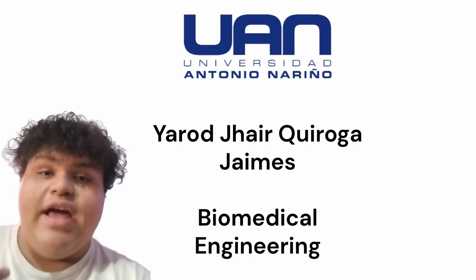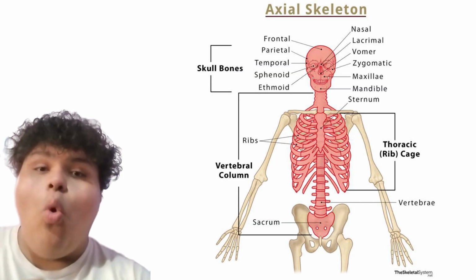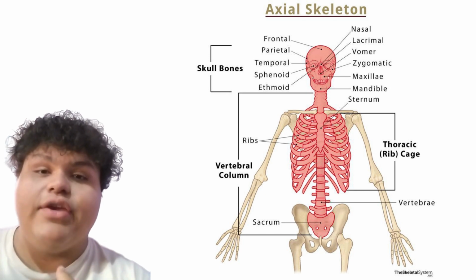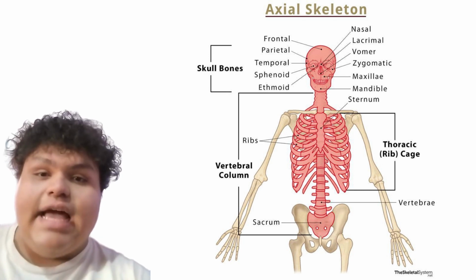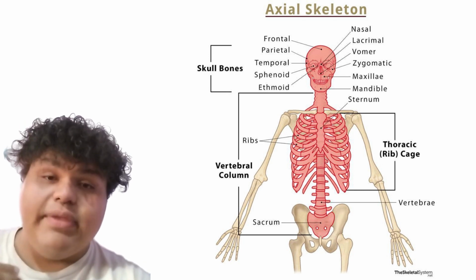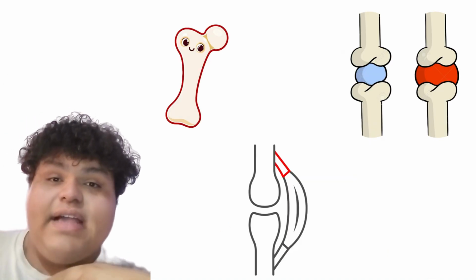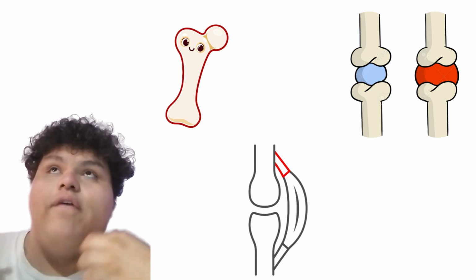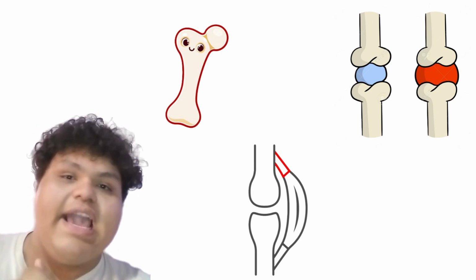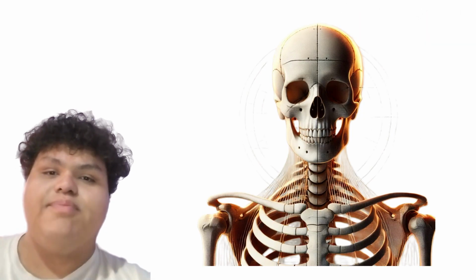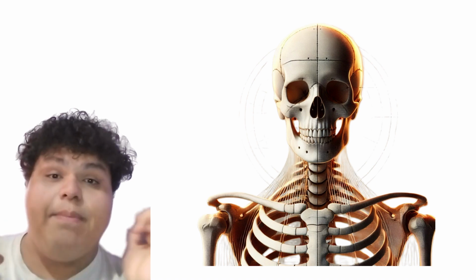Today I'm going to give you a detailed explanation of the axial skeleton, one of the two main divisions of the human skeleton system. Let's dive into a specific look at the bones that form the axial skeleton. The skeletal system is a complex framework made up of bones, cartilage and ligaments. It supports, protects and gives shape to the human body.